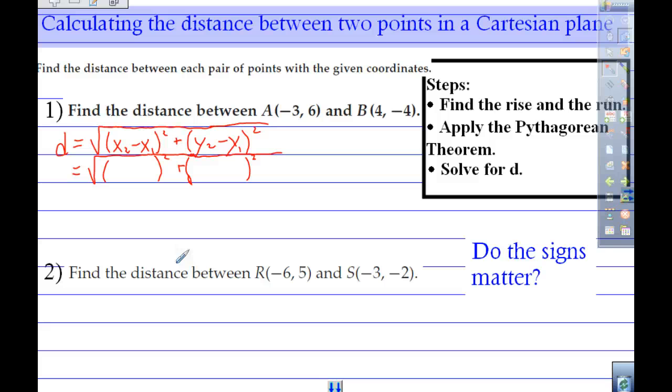You have to be precise. Do not take shortcuts and try to do everything in your head and say, oh, the distance is just this. You'll find that will cost you dearly. So we're going to be careful at the same time. So we have 1 or 4. Is that right? 4 plus 3? And then negative 4 minus 6. So 7 squared plus 10 squared. That's the square root of 149. And you get the same thing.